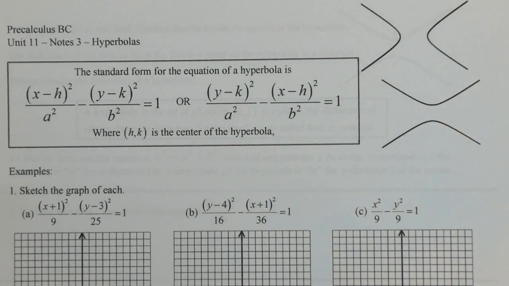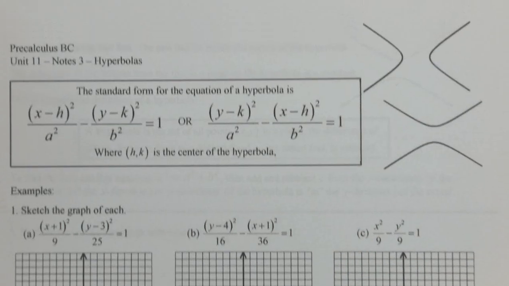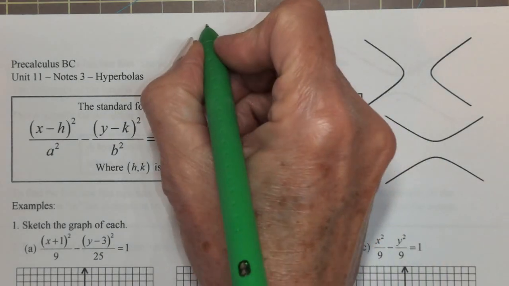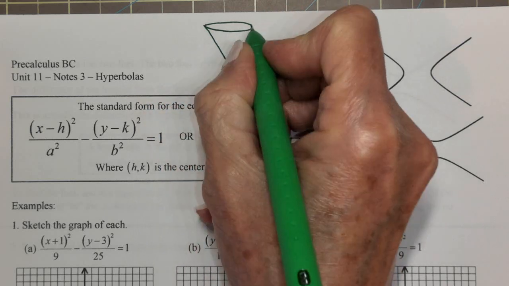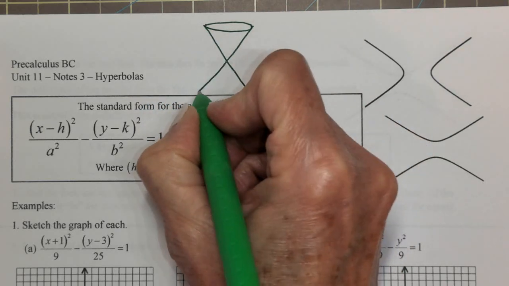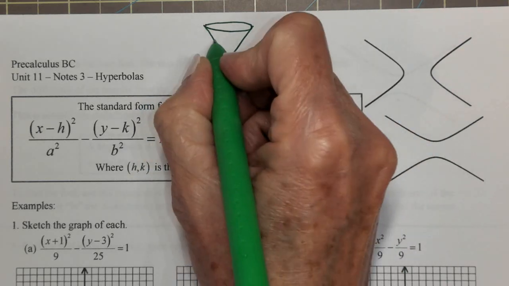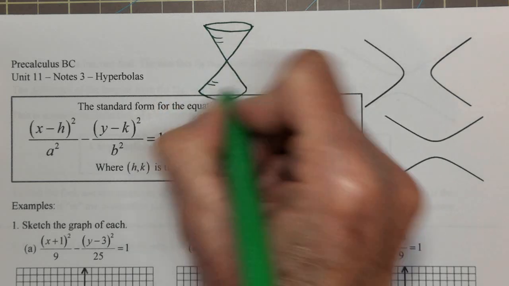Today we are talking about hyperbolas. Hyperbolas are one of our conic sections, and they are formed from a double cone. So consider this double cone, okay?